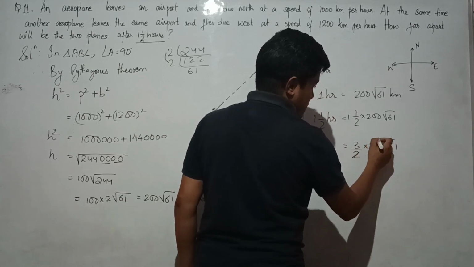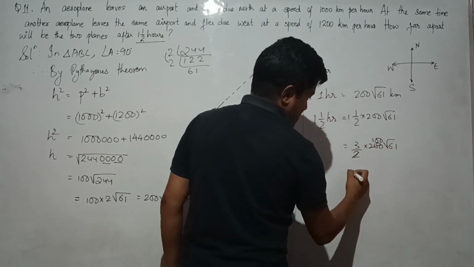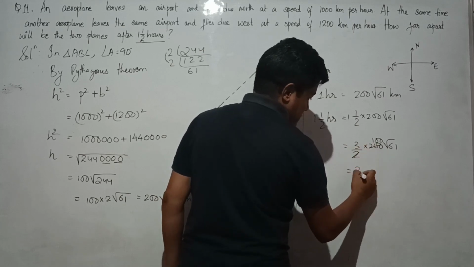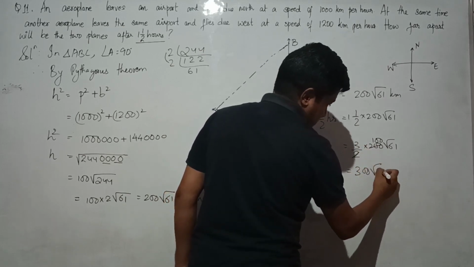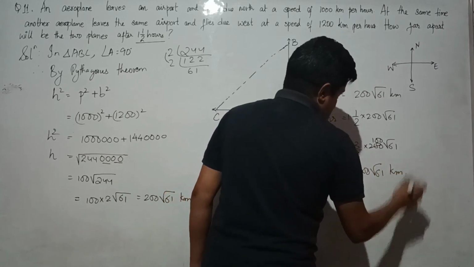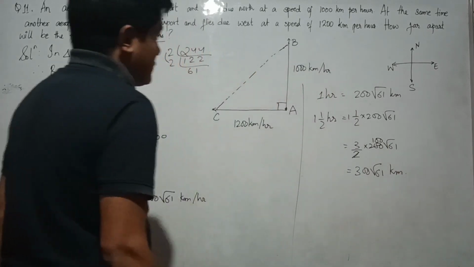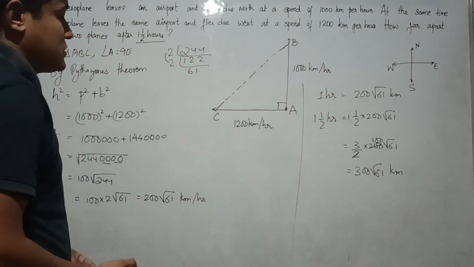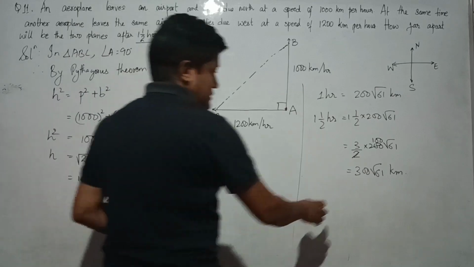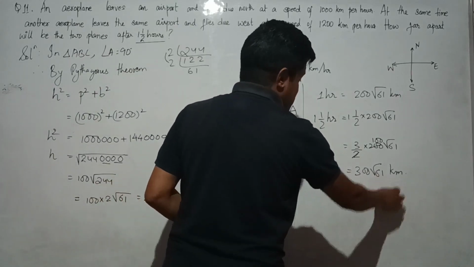So 200 times 3 over 2, 100 times 3, is 300 root over 61 km. So at 1 1/2 hour, the two planes would be 300 root over 61 km far away.